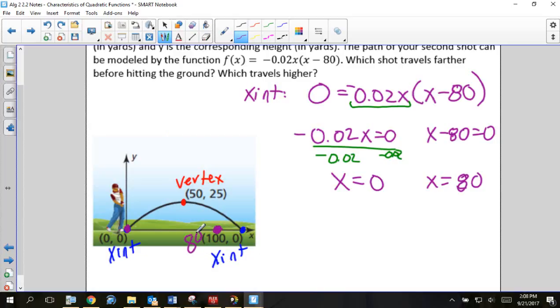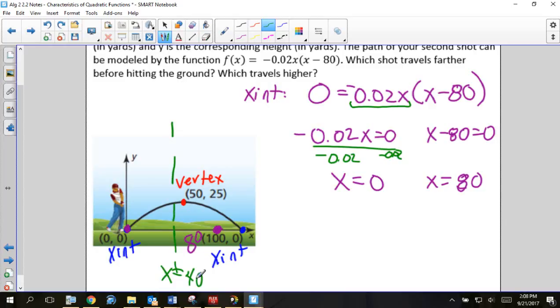So which golf swing went further horizontally? The first one, right? Now we got to find our vertex so we can see which went higher. So if I know my x-intercepts, how do I find the vertex? We're going to average them so that we can find the axis of symmetry. So if I average 0 and 80, what's the middle? 40. Is that my vertex? What do I do with 40?